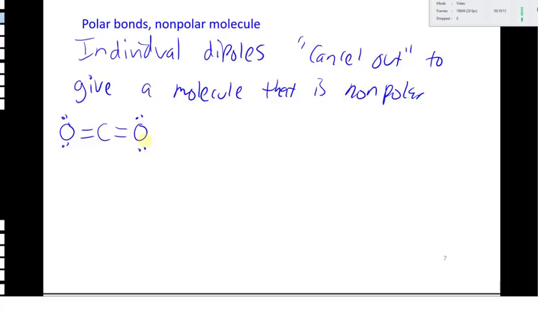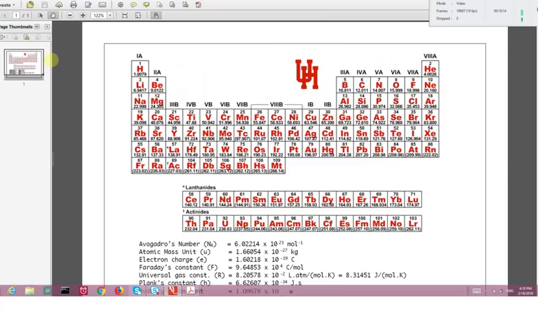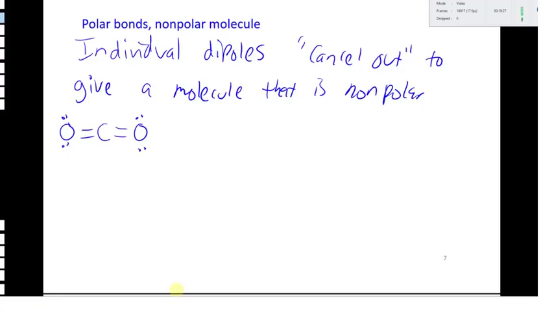Carbon-oxygen bonds are polar. If we go to the periodic table to convince ourselves of that, carbon is here, oxygen is here. Oxygen is significantly more electronegative than carbon. Oxygen is about 3.5 on the electronegativity scale. Carbon is 2.5, so that's a substantial difference. So the individual bonds are polar, and we have delta minuses on each of the oxygens here.